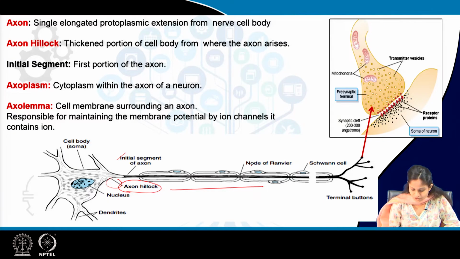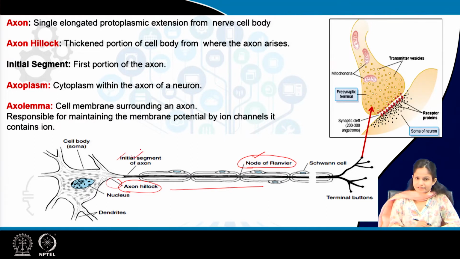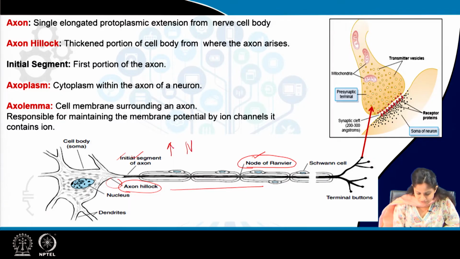Now these nodes of Ranvier, what you see over here, are present in between two Schwann cells. So this is a non-myelinated area. These nodes of Ranvier and the initial segment of the axon contain the highest number of sodium channels.